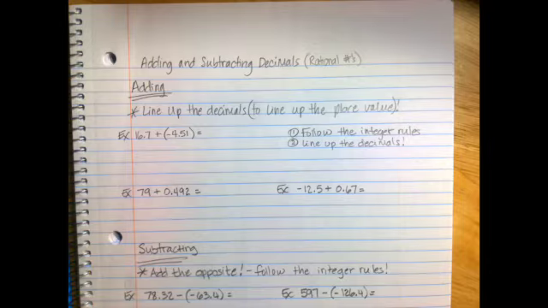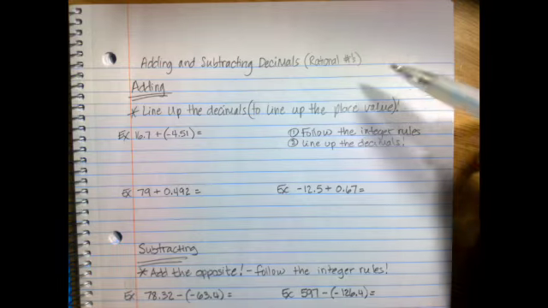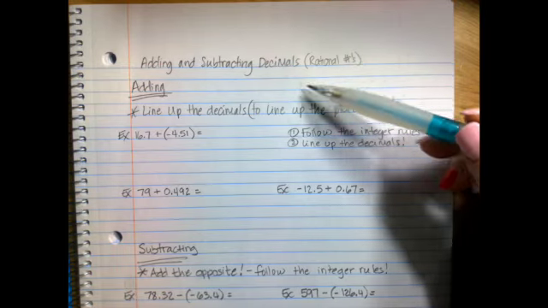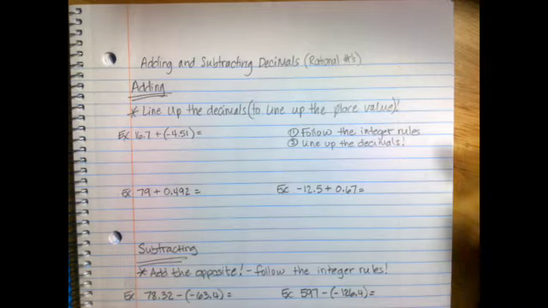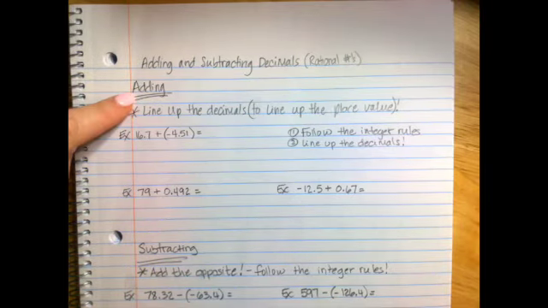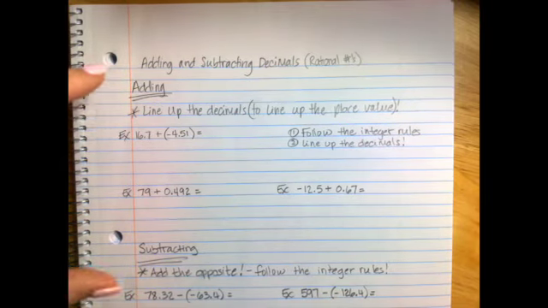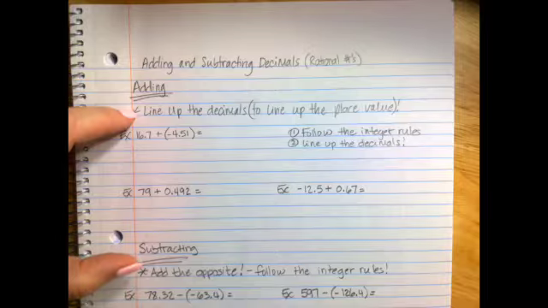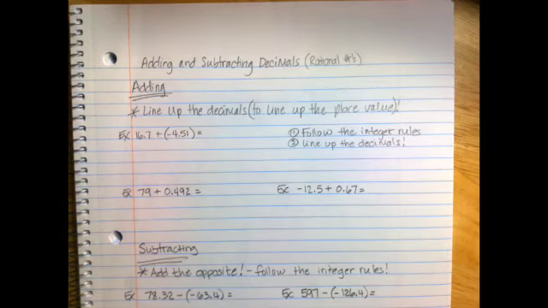All right, this tutorial is about adding and subtracting decimals when it falls under the rational numbers category, okay? So that means some numbers are going to be negative, some are going to be positive, or one of each, one of both, or the same. So adding, you have to remember in both adding and subtracting, you must line up the decimals, okay? Because you want to line up that place value.